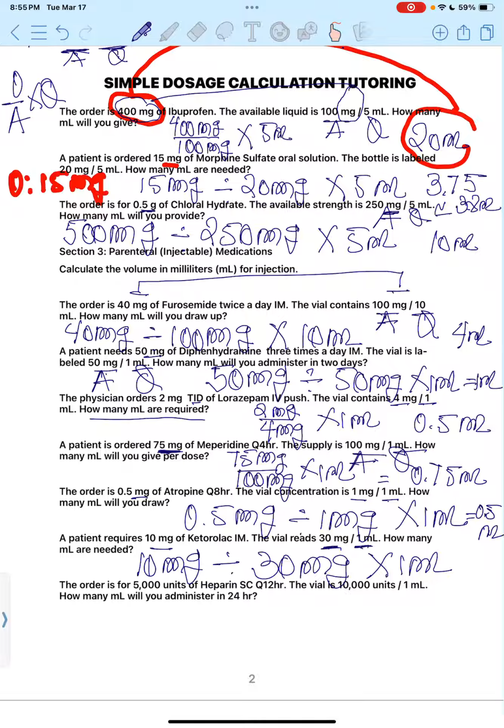And once you do 10, you divide that by 30, my friend. You're going to have what? 10 divided by 30, you have 0.3333. But if the question asks you to round if necessary, this is the example. You're going to round that to the nearest tenth. It will be 0.3 milliliter. Okay? All right. This is the last question.